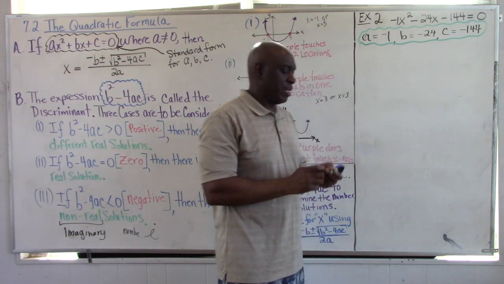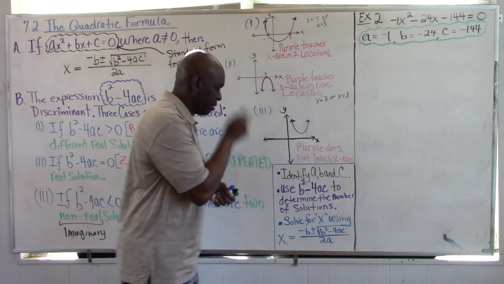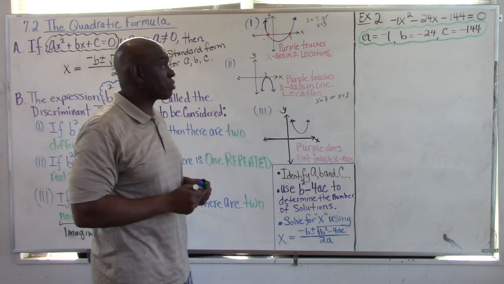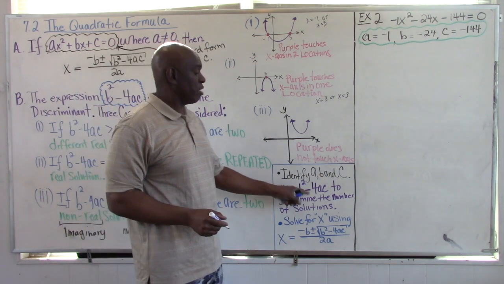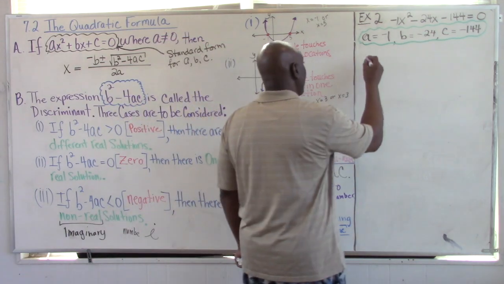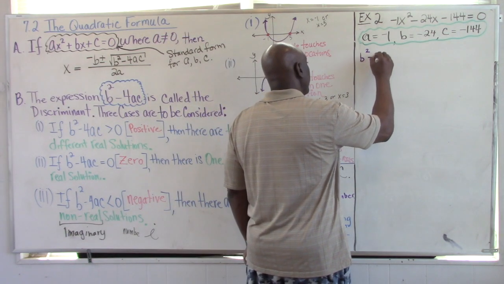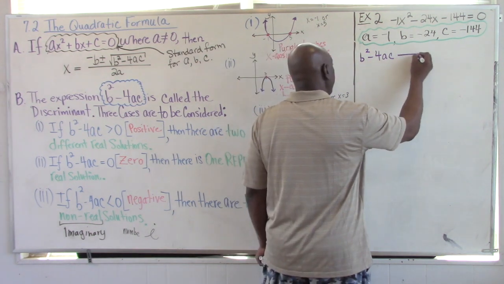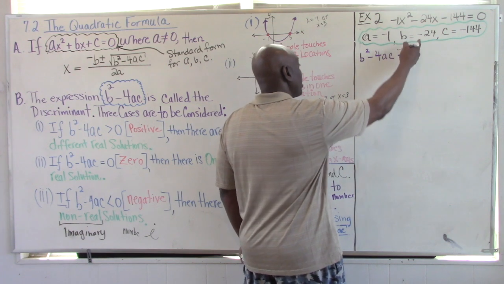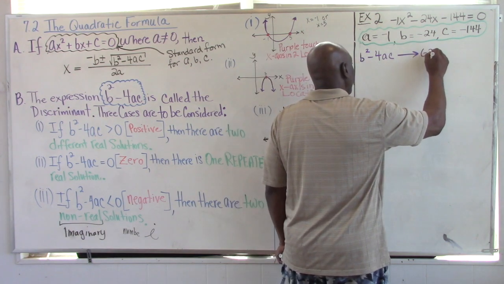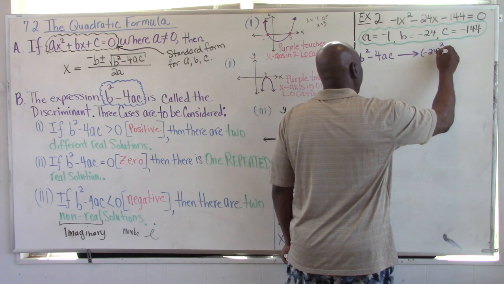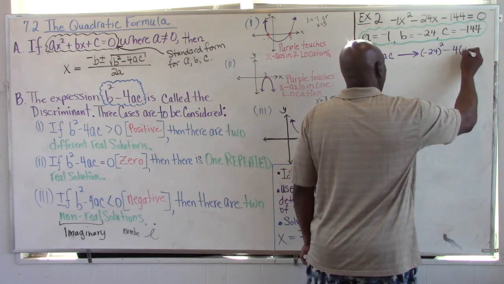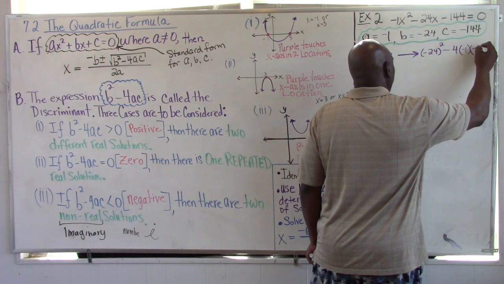All right. Now let's go to this part right here. Next point. What's the nature of the solutions? Nature of the roots. Let's find out. So let's do b squared minus 4ac. Okay, here we go. Let's plug everything in. What is b squared? B is what? Negative 24. Negative 24 squared minus 4 times a, negative 1, times c, negative 144.